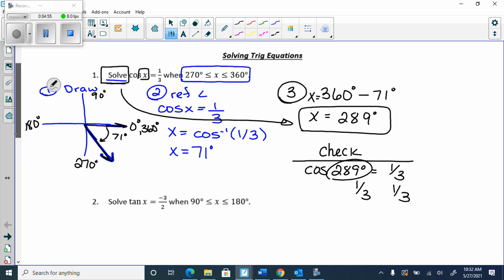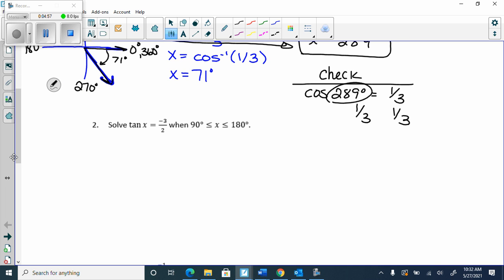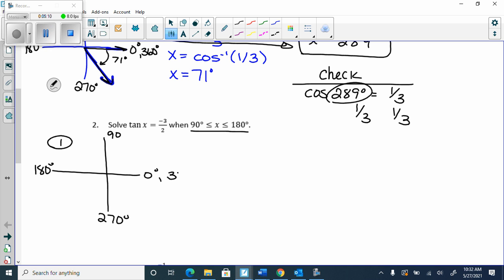All right, 2. Tan x equals this. So the first thing I'm going to do is sketch. So I need it between 90 and 180. 0, 90, 180, 270, 360.